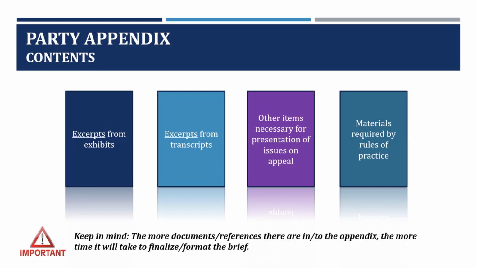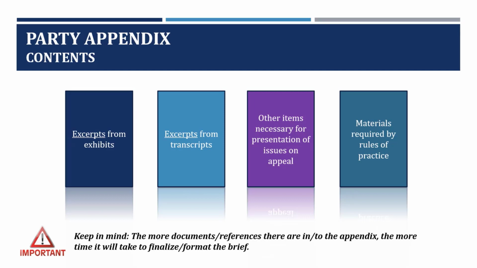The other thing that may be useful and is actually referenced in the rules for your party appendix are any pertinent statutes or regulations that you rely on. Not peripheral statutes, but things that are directly at issue where the court is going to want to actually reference that statute or regulation. It may be particularly useful if it's a statute or regulation from another state.